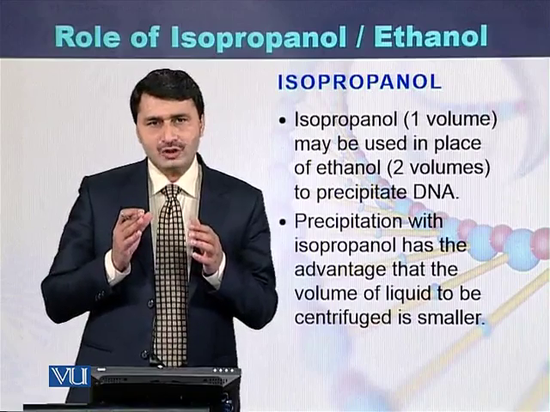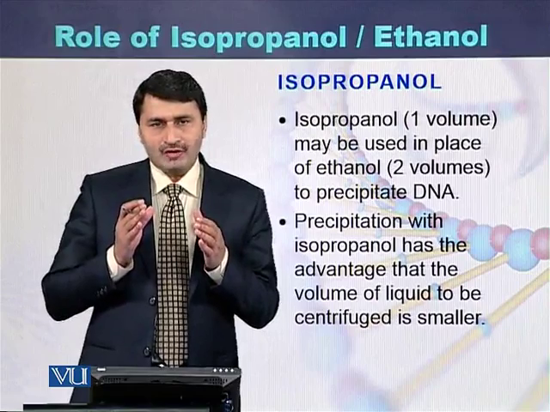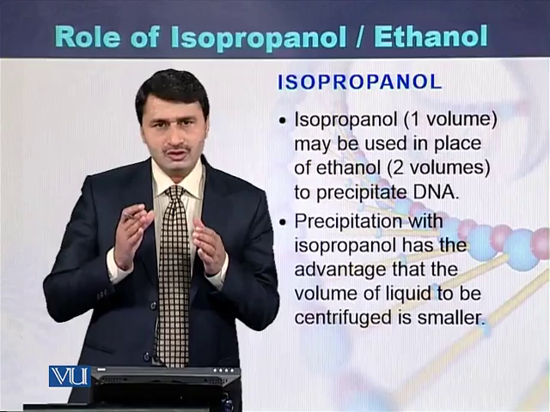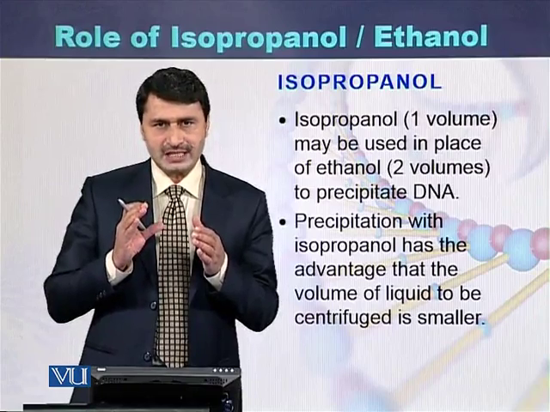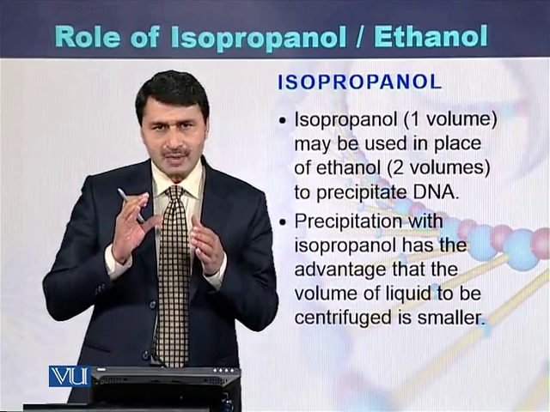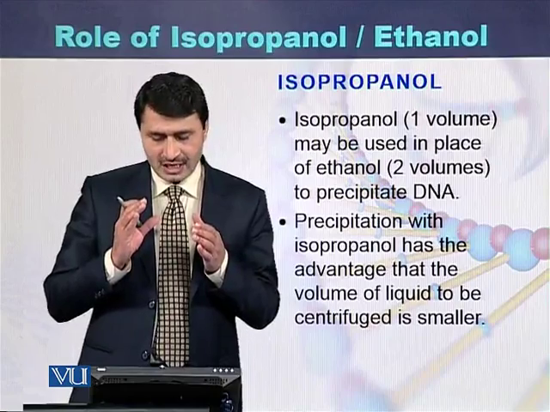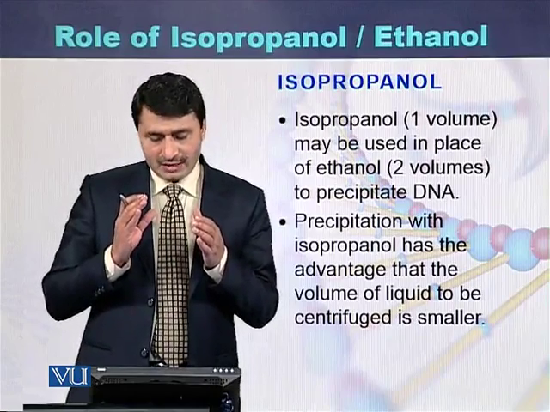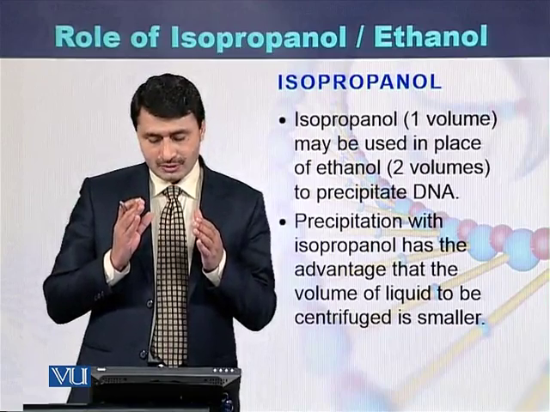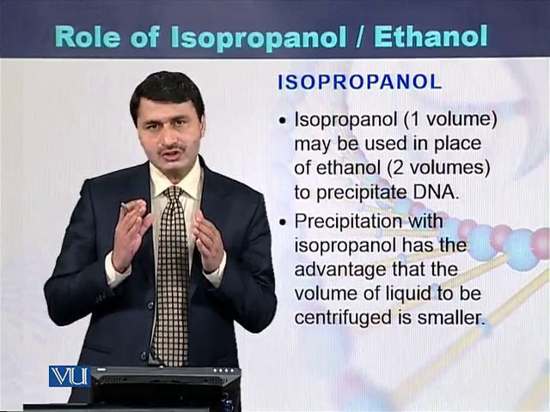In case of isopropanol, it is recommended that 1 volume of isopropanol is used for 1 volume of the solution in which DNA is present. So in case of isopropanol, we need a smaller amount of isopropanol to precipitate the DNA. Precipitation with isopropanol has the advantage that the volume of the liquid to be centrifuged is smaller.